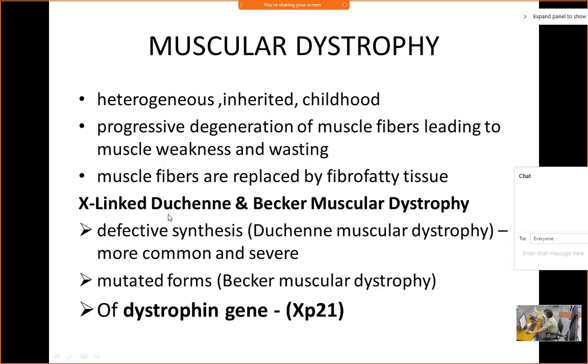So in X-linked Duchenne Becker muscular dystrophy, these are the 2 types of muscular dystrophies. Both are because of the dystrophin gene. It is situated at Xp21. In Duchenne's, it is a quantitative defect, that is because of defective synthesis. And in Becker's, it is a mutated form or an abnormal form of the dystrophin gene. And Duchenne's are more common and they are more severe than Becker's.